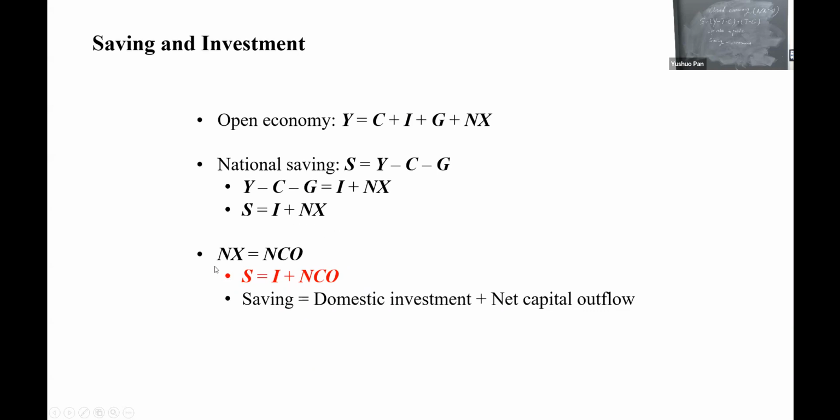Since NX, net export, always equals the net capital outflow, because those are the two sides of the coin, right? If you want to get the goods, you have to pay the money. That's the fair trade. So these two should always equal each other. In that way, we can get S equals I plus NCO, which means saving equals domestic investment plus net capital outflows.